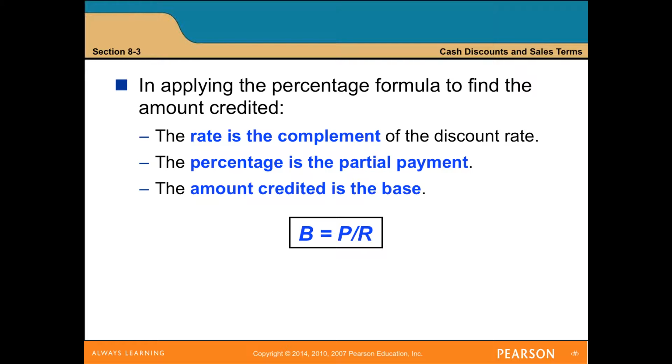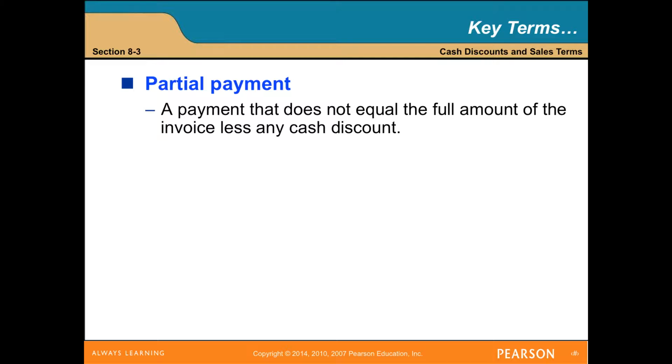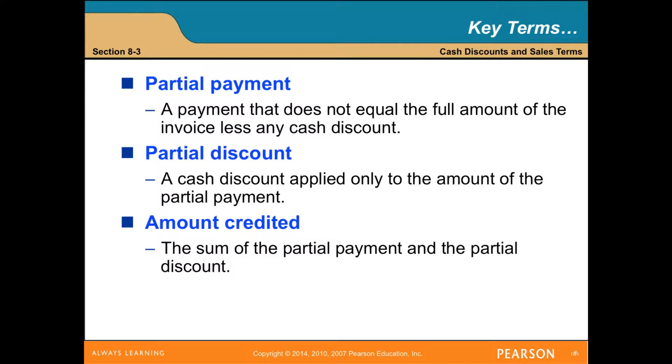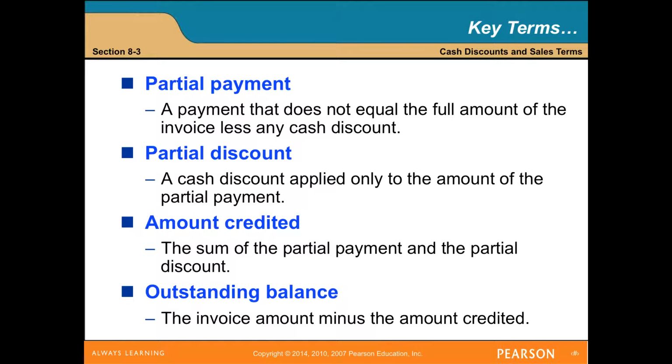So here we have the formula: base equals percentage over rate. A partial payment is a payment that does not equal the full amount of the invoice less any cash discount. A partial discount is a cash discount applied only to the amount of the partial payment. The amount credited is the sum of the partial payment and the partial discount. And the outstanding balance is the invoice amount minus the amount credited.